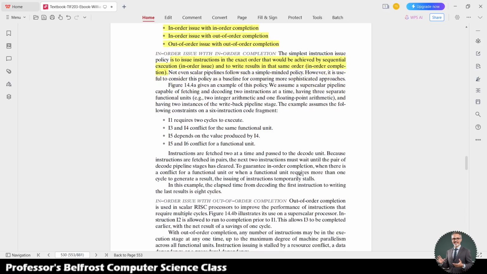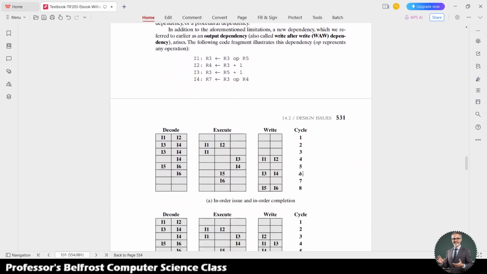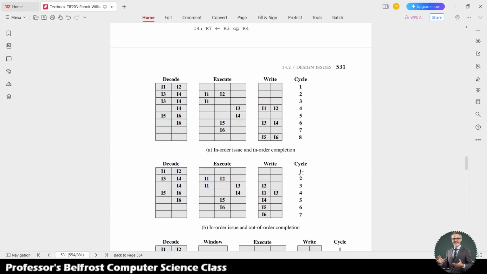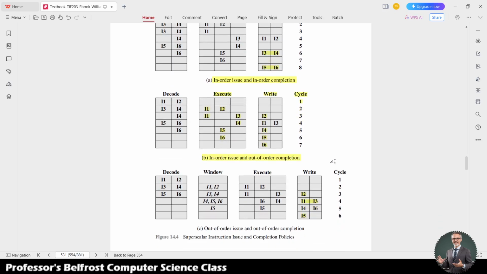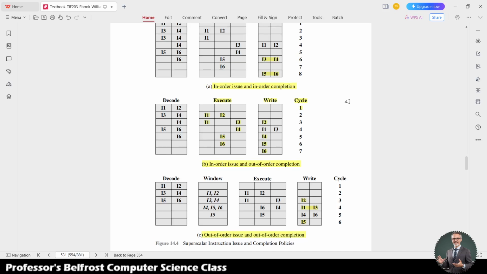This is outlined in Figure 14.4. Part A is for in-order issue and in-order completion, part B is for in-order issue and out-of-order completion. I want you to see the execute stage in the right one, and you see how it is done. And this is for part C, out-of-order issue with out-of-order completion.